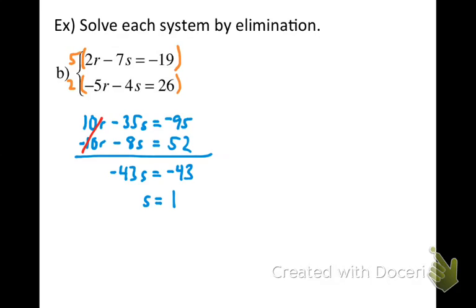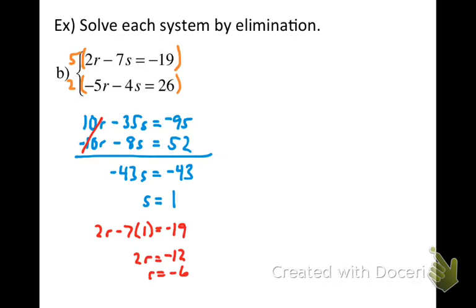And then we can go and substitute again. Now this time we have 4 different equations with r's and s's. We can take any of those 4 equations, replace s with 1, and we'll be able to find the value of r. I'm going to go back to the original first equation, and I'll figure out what r is there. So I'll have 2r minus 7 times 1 is equal to negative 19. So this is a minus 7. I'm going to add 7 to both sides then. Get 2r is equal to negative 19 plus 7, so negative 12. So r equals negative 6. And then I've got my solution to this system.